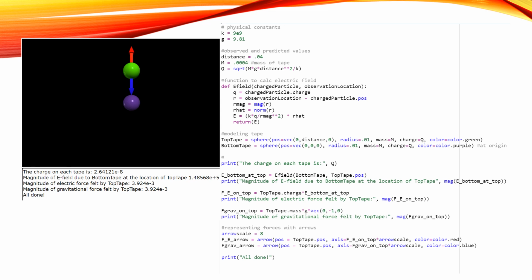As you can see under the display of my model of the charges, our predicted calculations match the hand-calculated ones, and the display shows how the forces would interact at the observation point, tape B. Tape B, the green charge, acts as the observation point, providing a gravitational force downward while also receiving an equal electrical force upward from tape A, the purple charge, resulting in zero acceleration.